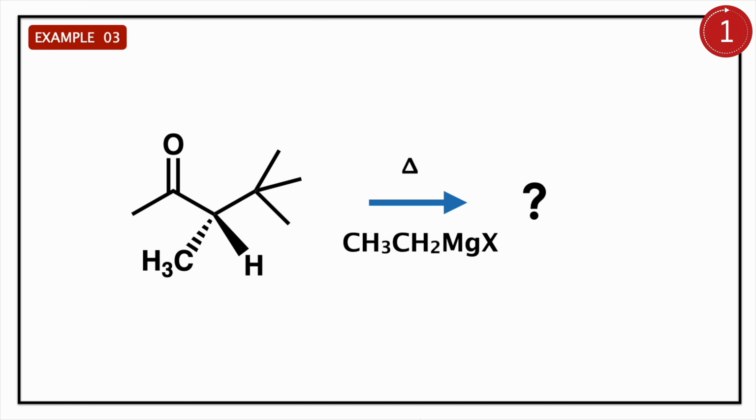Then the next example, the starting material is a ketone. One side methyl group, another side you have a chiral carbon with hydrogen above the plane, methyl below the plane, tertiary butyl group on the plane. You are using ethyl magnesium halide and heating it up. You should find what will be the final product.